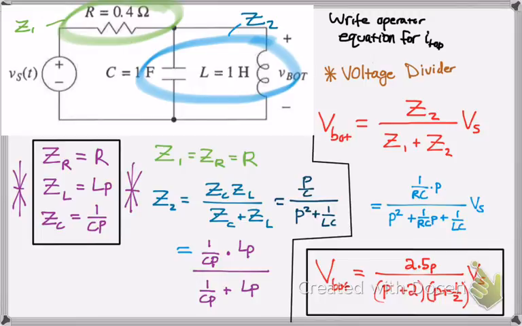So there you have it. That is how you write the operator equation using a voltage divider for this circuit. It's a little bit more advanced. It took a little longer than I thought, but I hope it helped in terms of separating things and figuring out what components you need to solve the overall equation. Hope it helped, and happy studying.